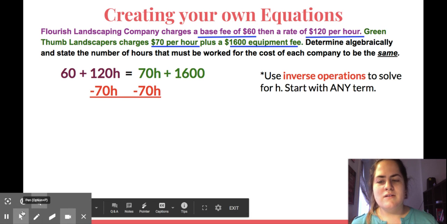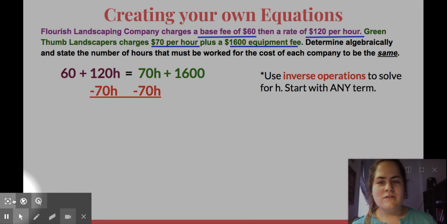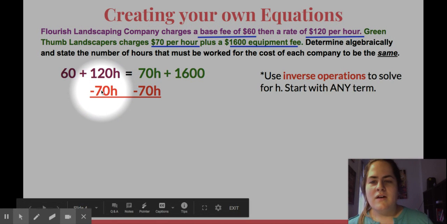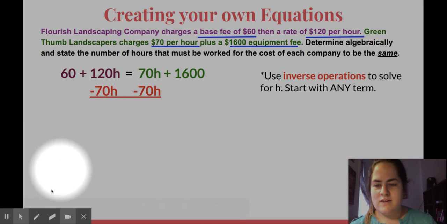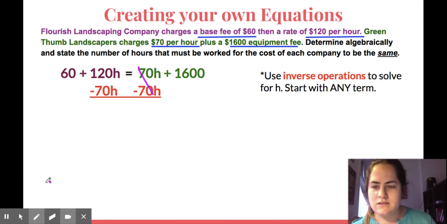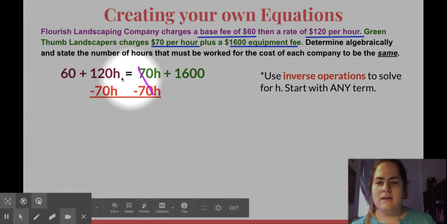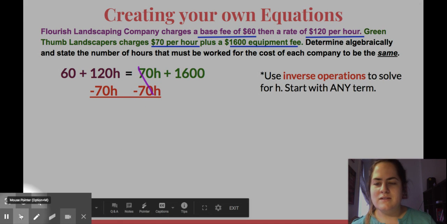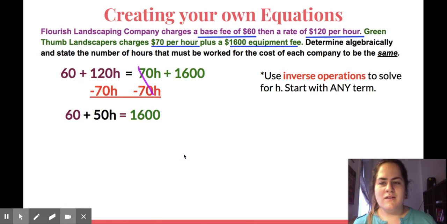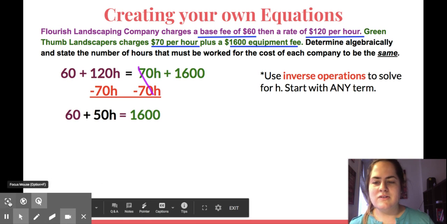So I'm going to start with inverse operations. Start with any term you want. I'm going to bring positive 70 over with a negative 70h. Okay, so I simplify and I cancel out my opposites. And I'm going to bring down 120h minus 70h. That's 50h. Now I want to get my 60 and my 1600 together.